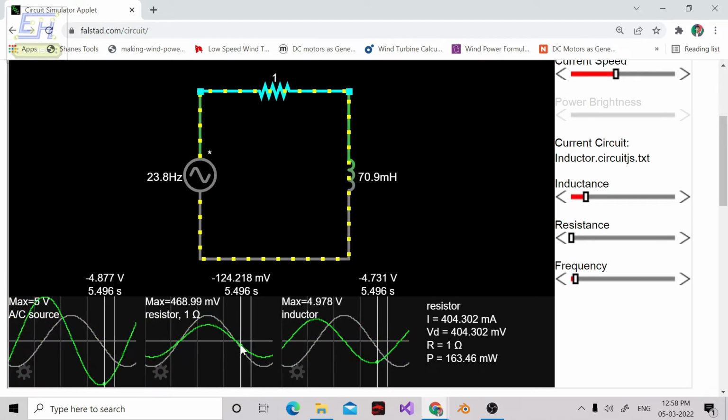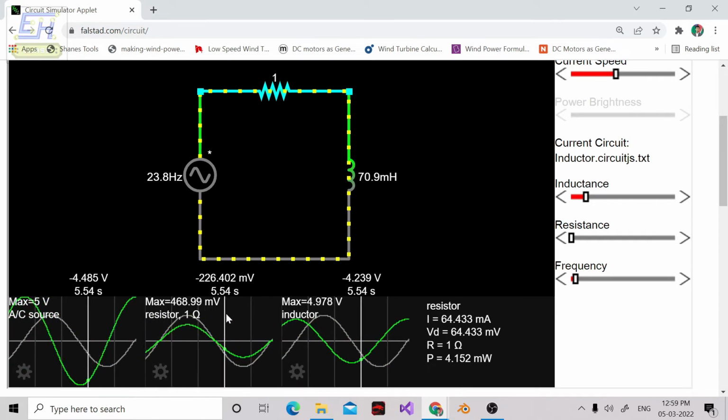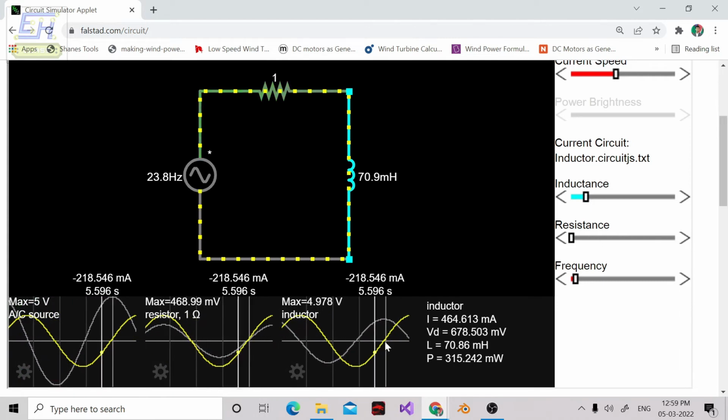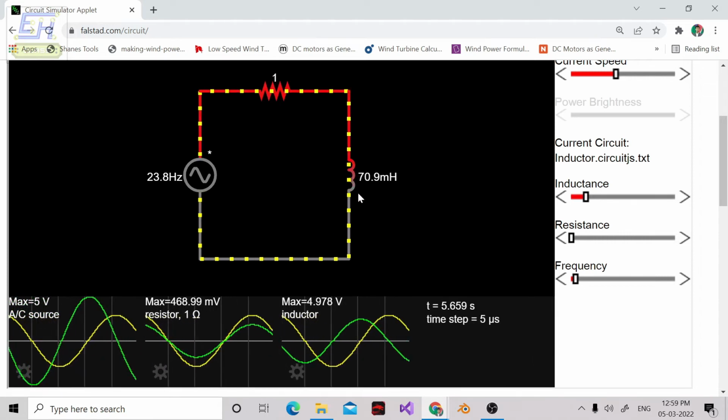So again the phase difference between the voltage and current waveforms in the resistor will be zero, but here in the inductor you will notice that the voltage waveform is leading the current by 90 degrees. This is exactly what we expect from an inductor, as we have already seen.